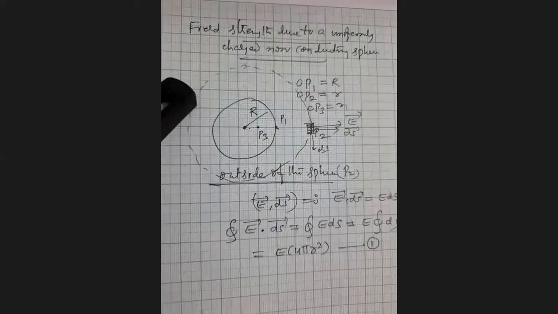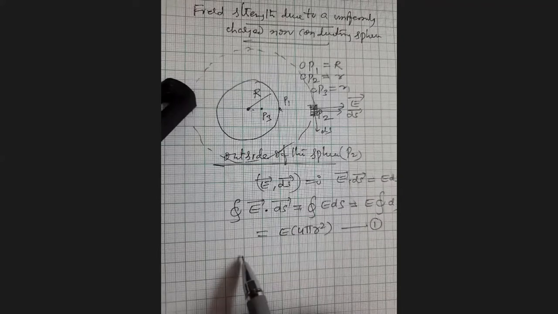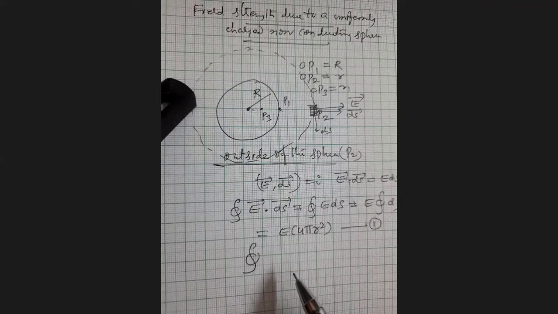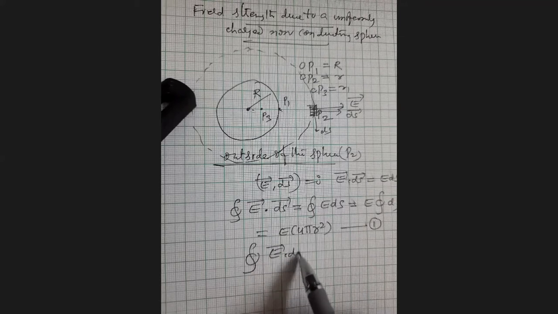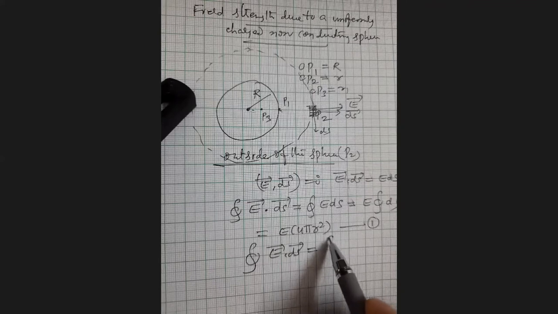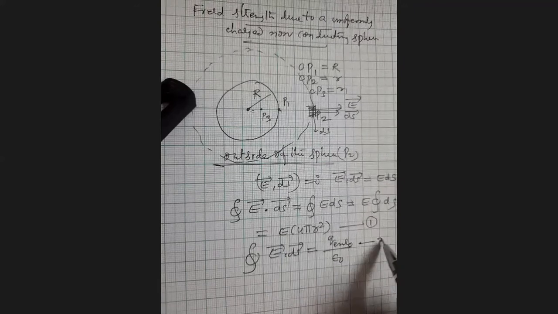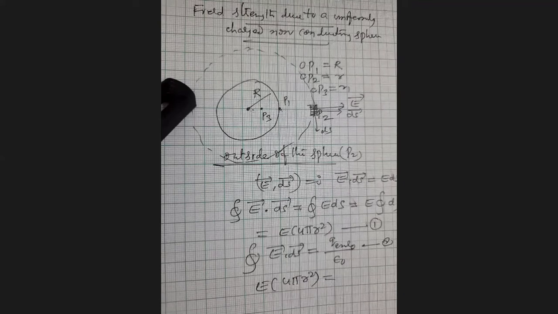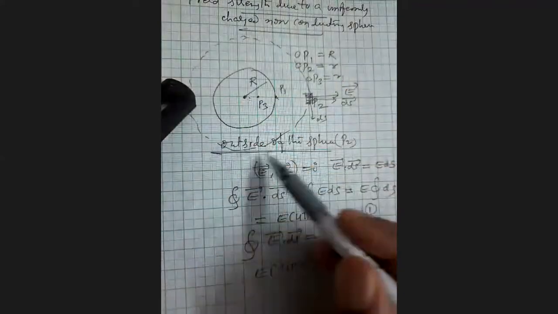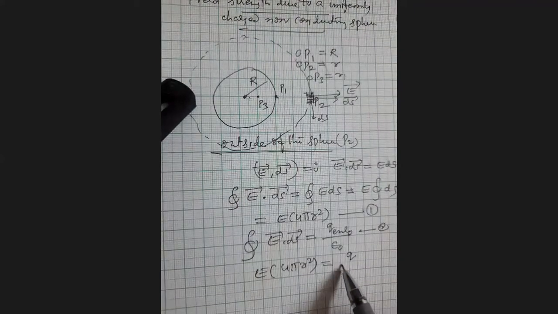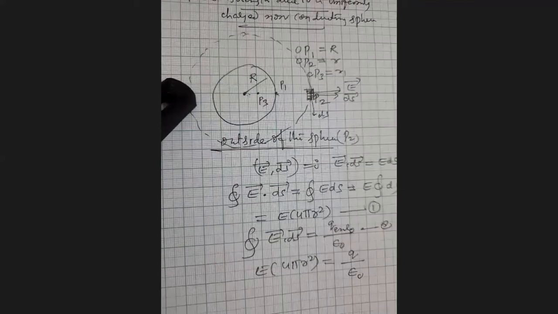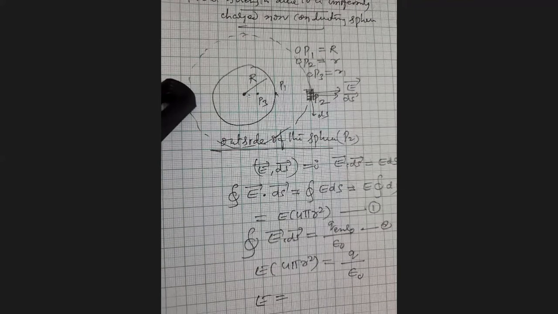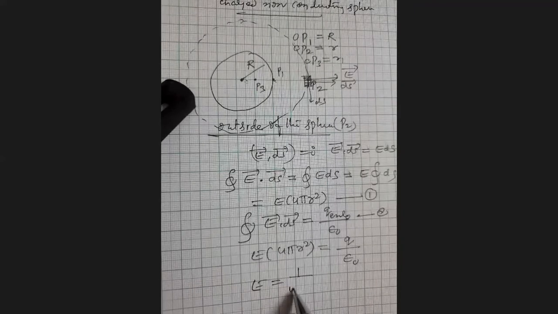But now applying Gauss law, according to Gauss law, the total flux coming out through the closed surface, closed integral E bar dot ds bar, is equal to the charge enclosed by that surface by epsilon naught. So equating these two, E into 4 pi r square is equal to what is the charge enclosed by this spherical surface? That is Q by epsilon naught. So from this, E is equal to 1 by 4 pi epsilon naught Q by r square.